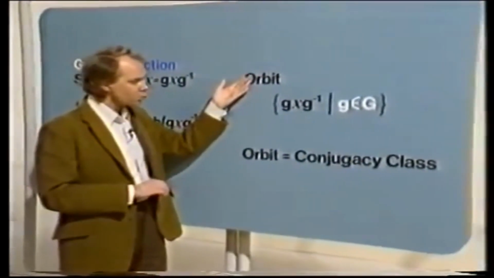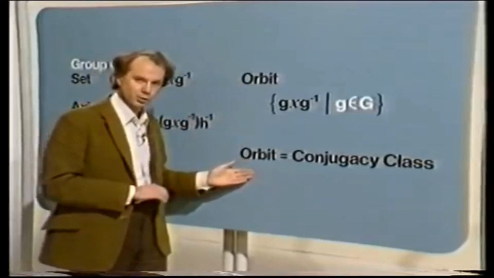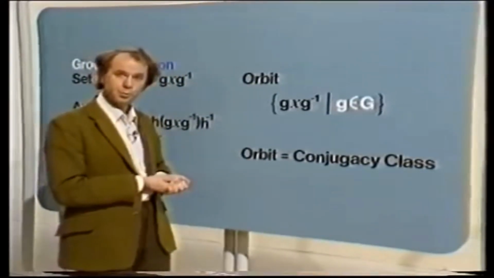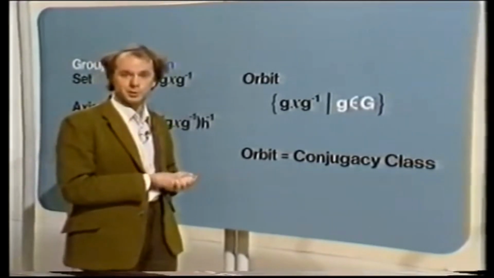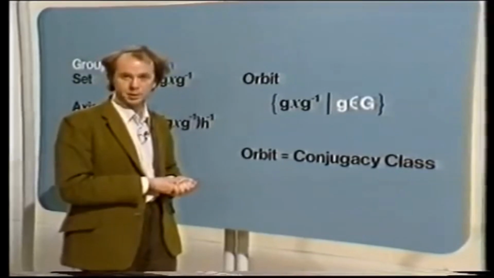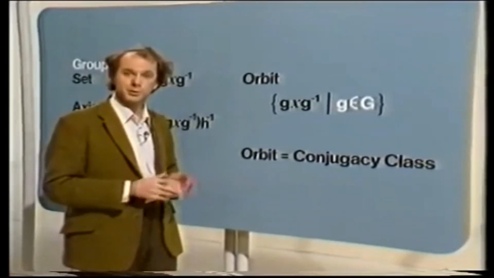Then you'll be asked to show that the orbit of a point is equal to its conjugacy class. Now, the size of any orbit divides the order of the group, so the size of a conjugacy class must divide the order of the group. That's a consequence of the orbit stabilizer theorem. Well, that's the gist of it. The details I'll leave to you.